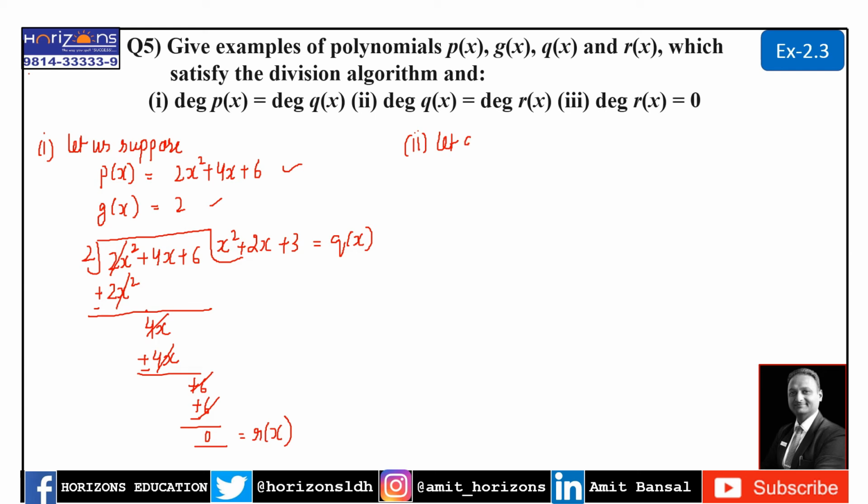Let q(x) is equal to, you can take any simple value. I am taking just a linear quotient, and since they need to have the same degree, I am taking a linear remainder as well. Right? This is done now.